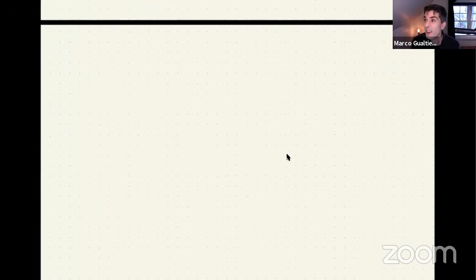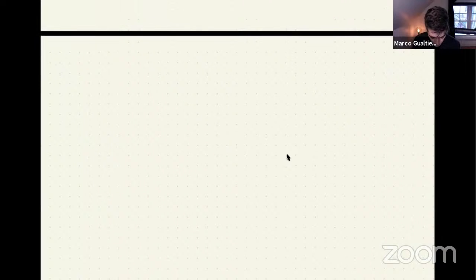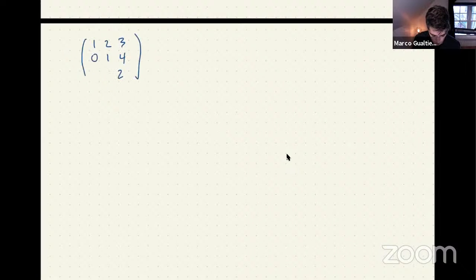Now let me look at a different example just to see the minimal polynomial. So if we take, let's say, 1, 1, 2, 3, 2, 4. The textbook explains how to put a matrix into upper triangular form. You can always put an operator over the complex numbers into upper triangular form.